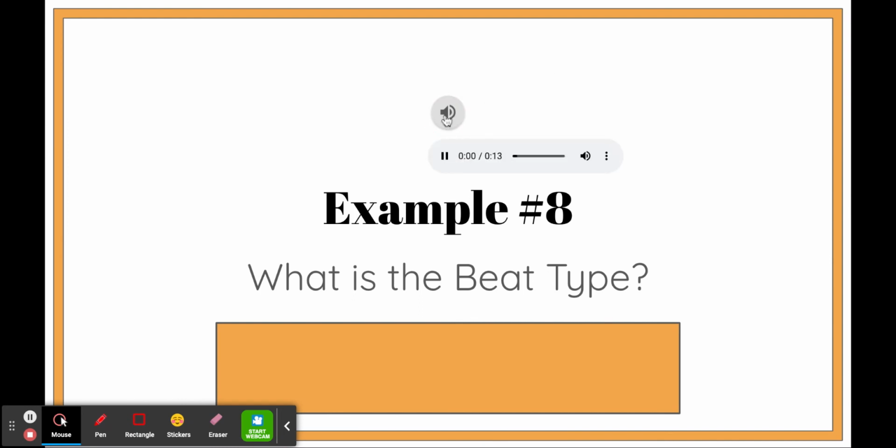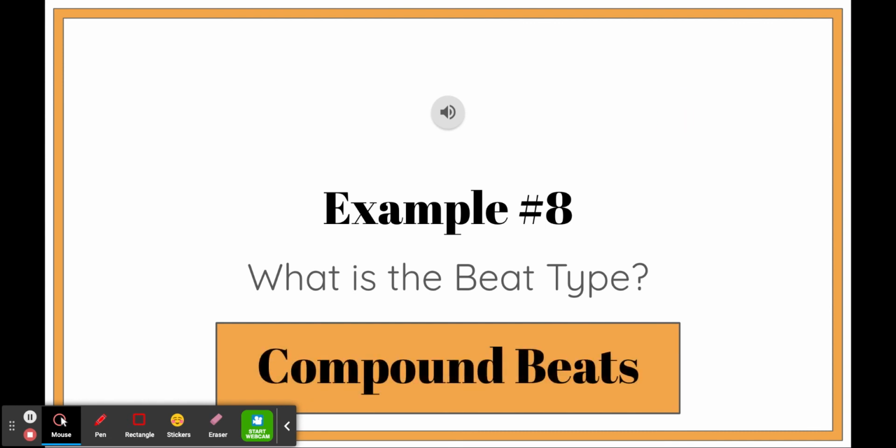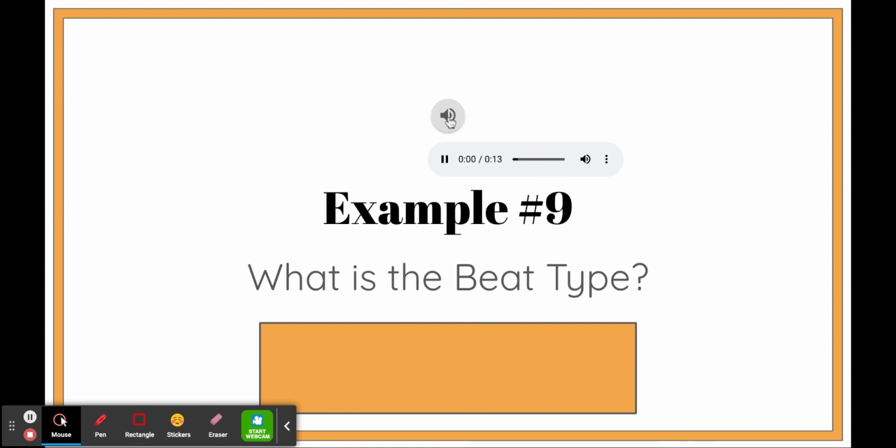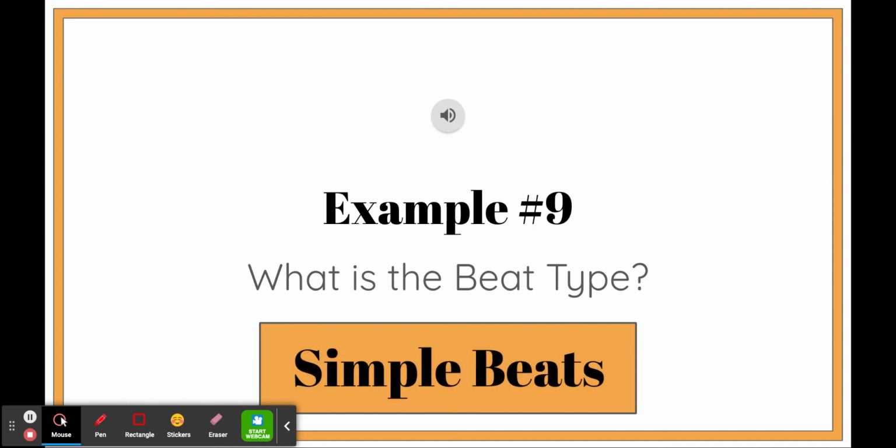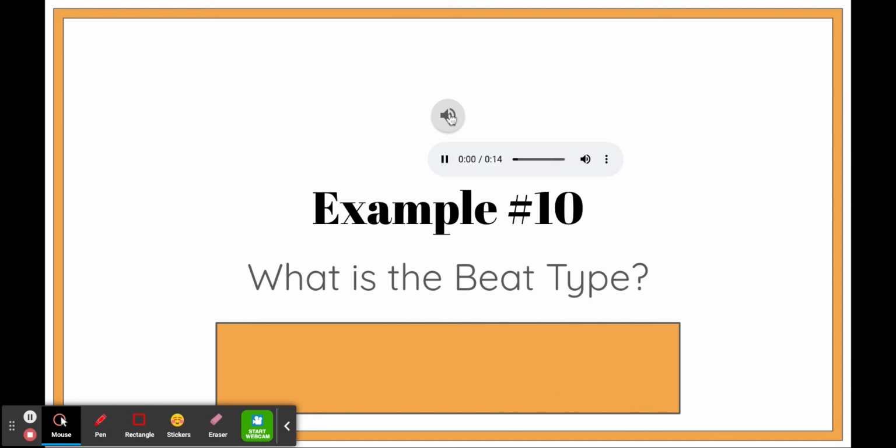Example 8. T T T T T T ta ta. Example 9. T T ta T T ta. Example 10. T T T T T T T T T T T T.